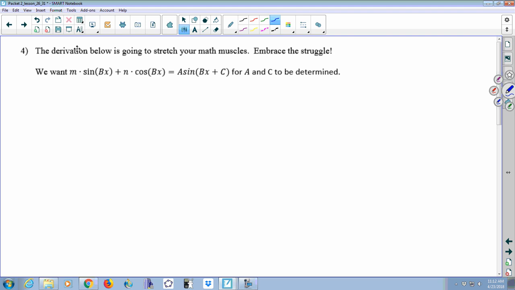So what we're going to do is start with the right side, and we're going to expand this using our addition identity for sine. We're just going to do what we did earlier. So A, and now it's going to be times some big thing. We're just going to expand sine of bx plus c. So let's do that. Someone want to help me with that? Sine of bx plus c? Solomon, can you help me with that? Can you expand this for us?